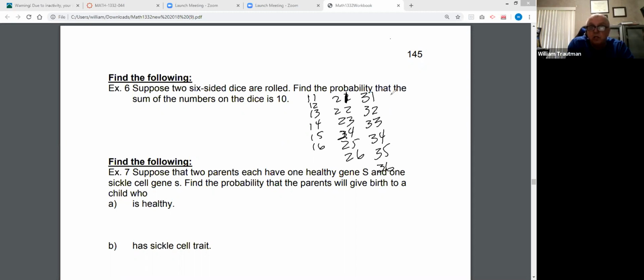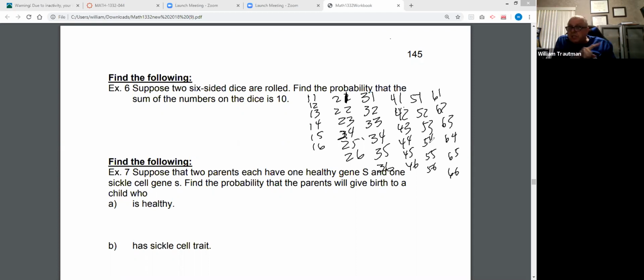4 and a 1, 4 and a 2, 4 and a 3, 4 and a 4, 4 and a 5, 4 and a 6, 5 and a 1, 5 and a 2, 5 and a 3, 5 and a 4, 5 and a 5, 5 and a 6, 6 and a 1, 6 and a 2, 6 and a 3, 6 and a 4, 6 and a 5, and 6 and a 6. So if you count these, 6 times 6, there's 36 possibilities. So the total possibilities is 36 on the bottom. There are 36 ways of rolling 2 dice.